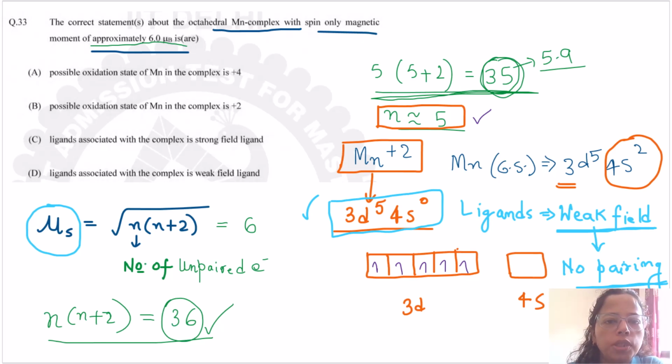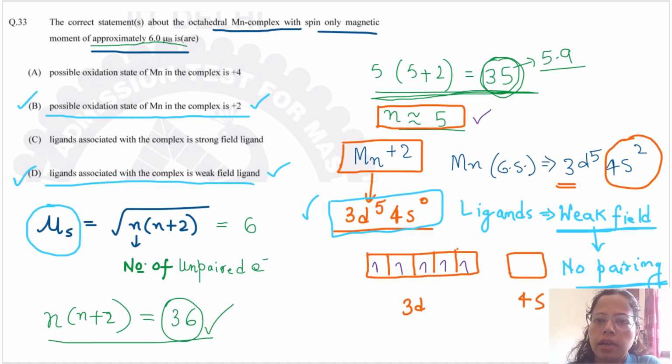We have option B, where it is said that the possible oxidation state of manganese in this complex is +2. This one is correct. And the ligands associated with the complex are weak field ligands. This one is also correct for this manganese complex. So option B and option D should be our correct answer.